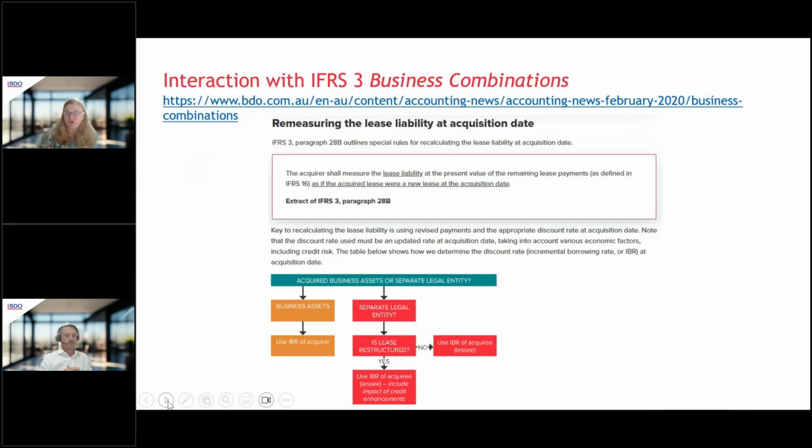So first of all, you have to remeasure your lease. The acquirer will have to remeasure the lease liability at the date of acquisition of the new entity, because from the acquirer's perspective, it's a new lease. And therefore, the acquirer often also has to use their incremental borrowing rate at that date. So you work out this lease liability, which will be different to the lease liability that has been booked in the records of the acquiree. But that's only the start of it. The lease liabilities are different.